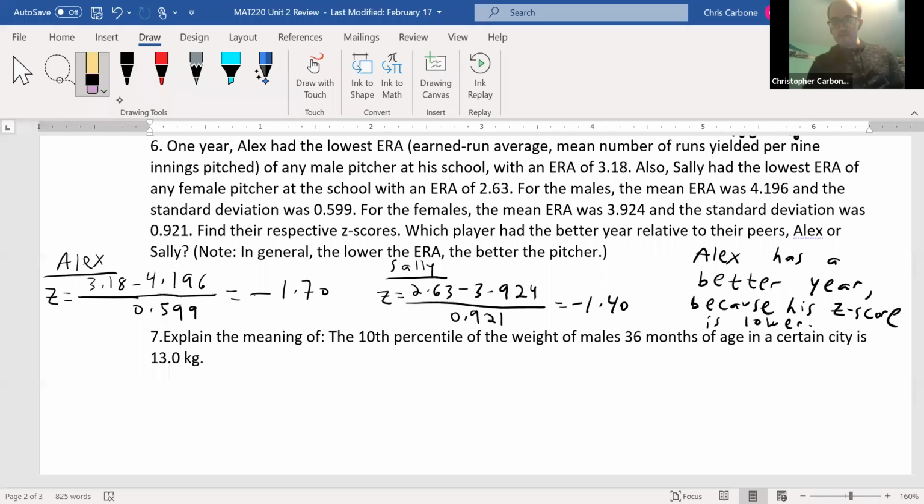Let me just fix that very quickly. Back. So Alex had a better year because his z-score was lower than Sally's.